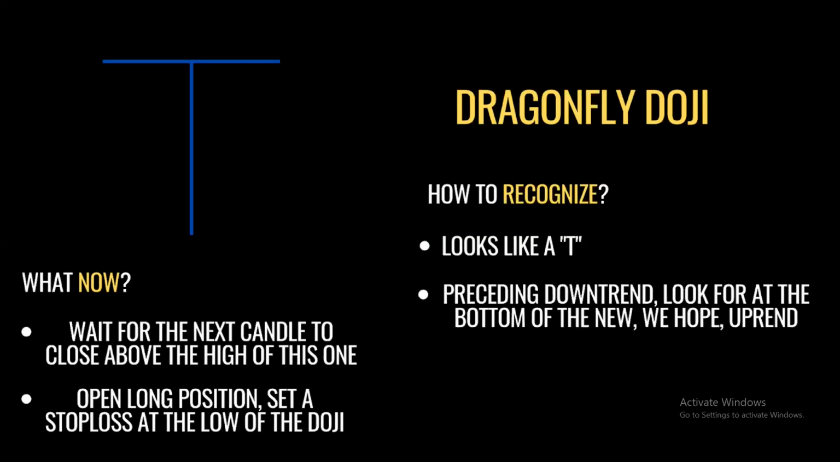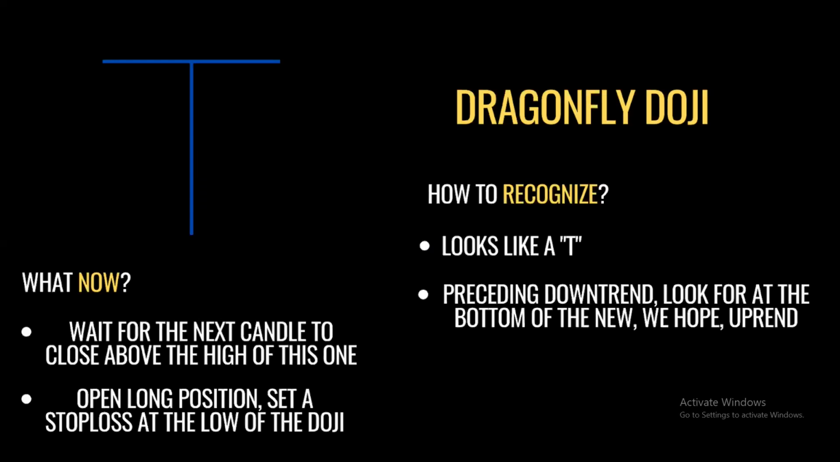This pattern follows a downtrend; look for it at the bottom of the, we hope, new uptrend. What does that even mean? Well, it's pretty simple. We had a downtrend, the price was going down, and then it started ranging, which means it went up for a bit, then down for a bit, and then up for a bit, and then down for a bit. Basically, it was going sideways, right?